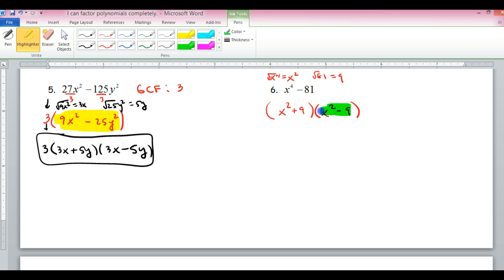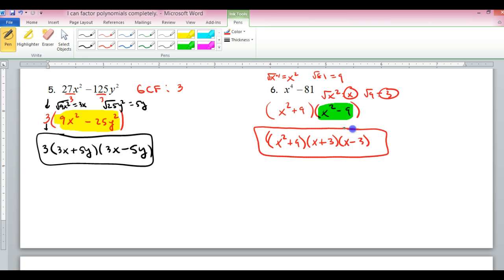But when you look at the second binomial factor, x squared minus 9, is x squared a perfect square? Yes. Remember, how do I know that? The exponent of the variable is even, so you know it's a perfect square. Is 9 a perfect square? Yes. That second binomial factor can be factored again. So I keep the first binomial factor, but for the second one, the square root of x squared is x, the square root of 9 is 3. So I would do x plus 3 times x minus 3.